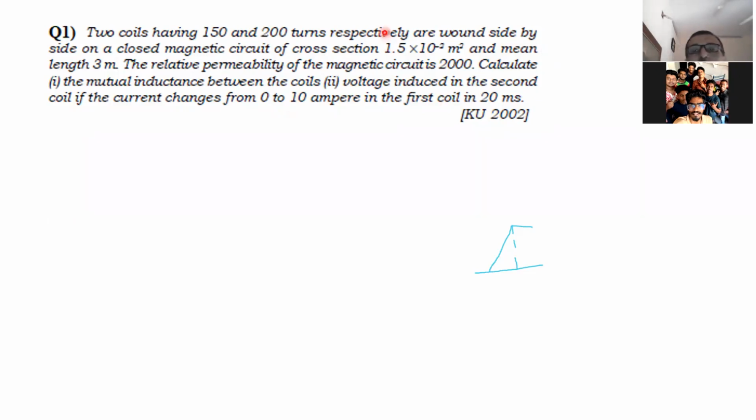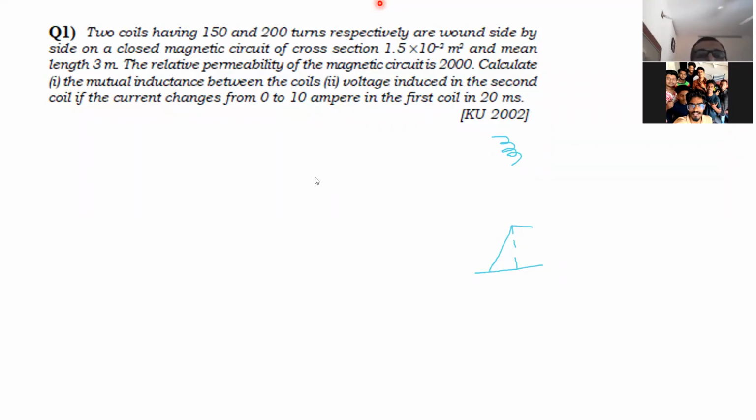Two coils. Yes, Harinandan, how will you do this problem? Sir, we should tabulate the data. N1 is equal to 150. N2 is equal to 200. A is equal to 1.5 into 10 raised to minus 2. And mean length L is equal to 3 meter. Mu R is equal to 2000. And the mutual inductance. What is the formula for mutual inductance? M is equal to mu 0 mu R N1 N2 A by L. Okay, so you should know the formula.